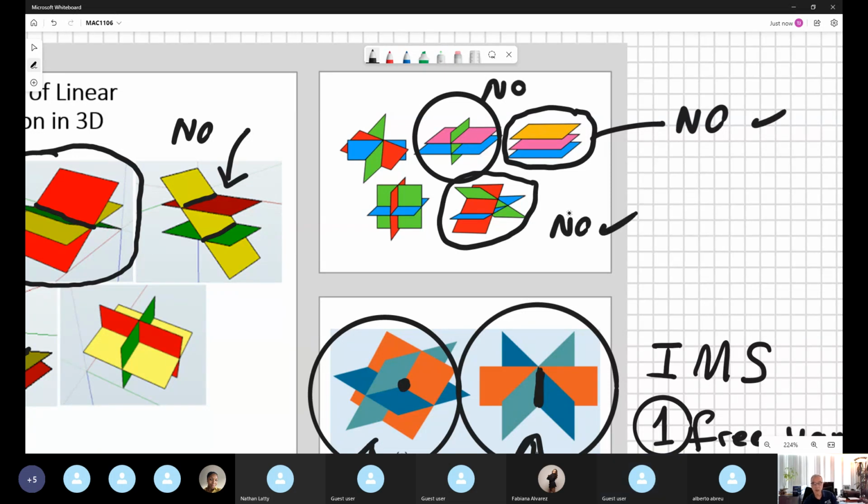Cool. What do you think about this? Solution or no solution? Yes, solution. I suppose that the solution is unique at this point. I don't know, I don't see very well, but using my common sense, I suppose that yes.